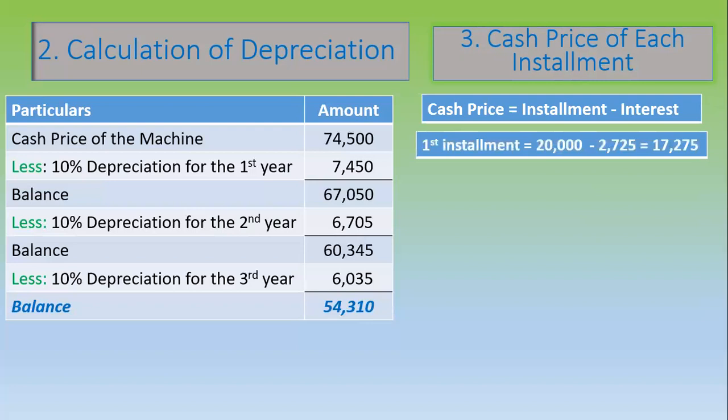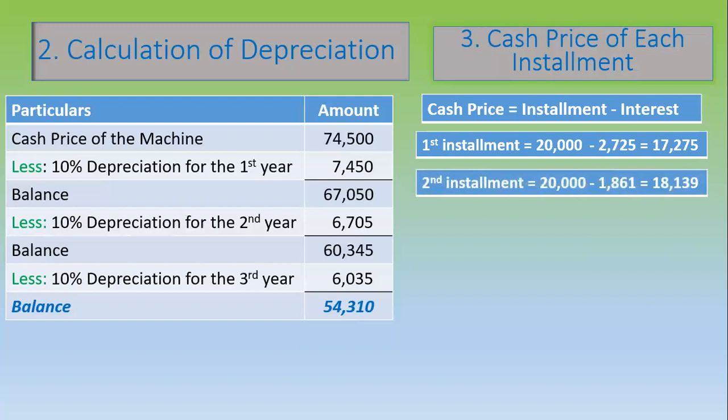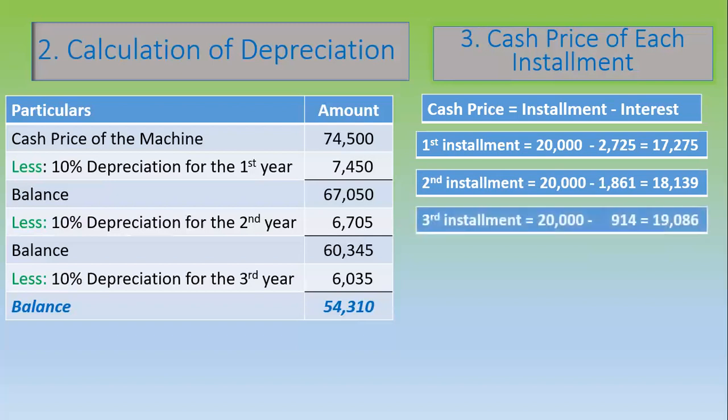Now you can easily calculate for the first installment. The installment value is 20,000 and the interest value is 2,725. So balance 17,275 is the cash price of the first installment. And for the second installment, 20,000 minus 1,861, you will get 18,139 as the second installment cash price. Third installment also 20,000 minus the balancing figure of interest, 914, you will get 19,086 as a cash price.